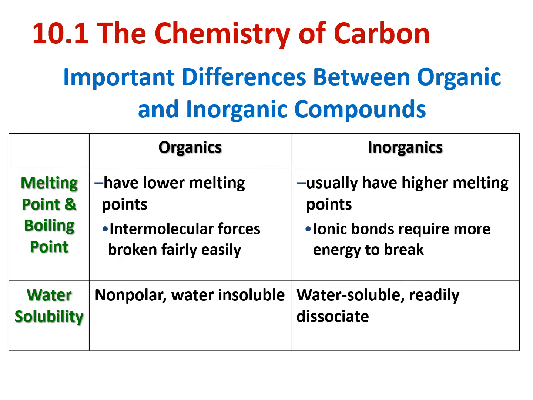Another difference between the organics and inorganics is their melting and boiling points. So organics usually have lower melting and boiling points, whereas the melting and boiling points of inorganics are usually higher. And this is mainly due to the fact that the intermolecular forces in organics can be broken fairly easily, whereas in the inorganics, there are ionic bonds, and they require more energy to break them. Therefore, their melting and boiling points will be higher.